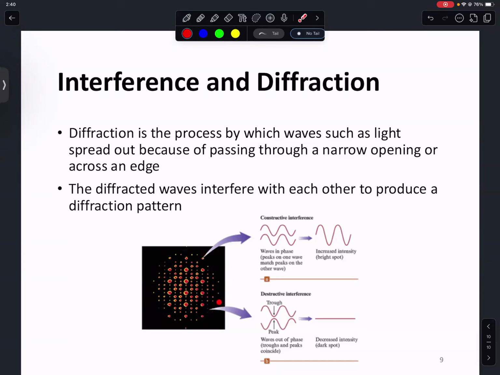So this is a diffraction pattern. You can see here that the bright spots right here will result from the constructive interference, where the waves are in phase with each other, while destructive interference will result in dark spots. And you can think of diffraction patterns as fingerprints to a certain material. So each material will have a very specific diffraction pattern.